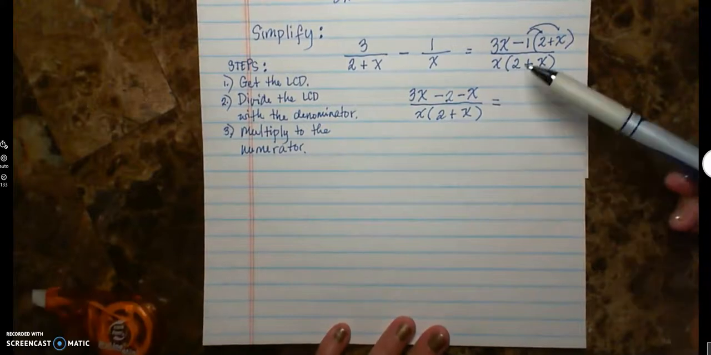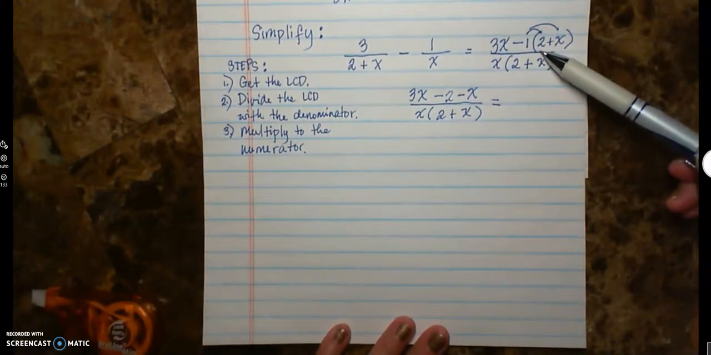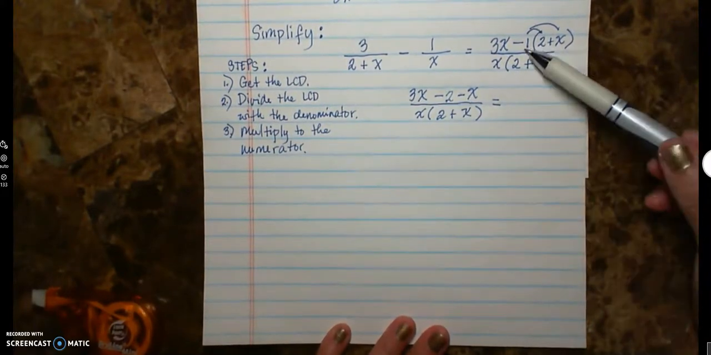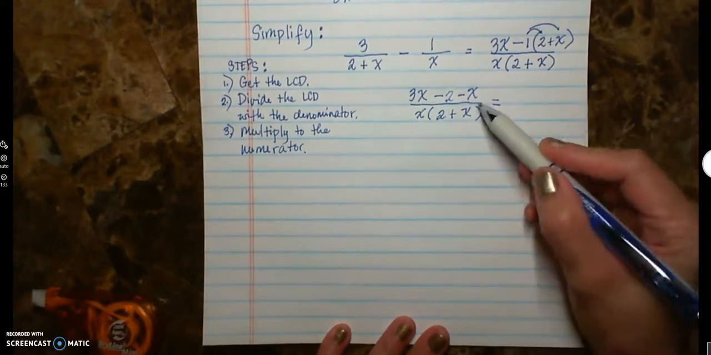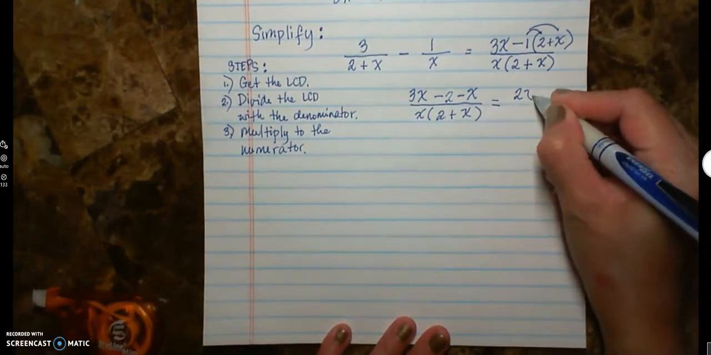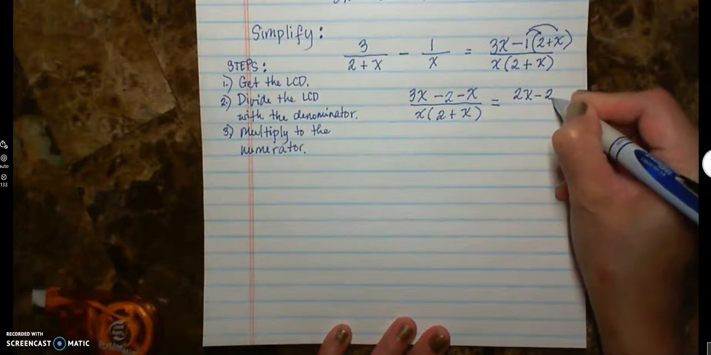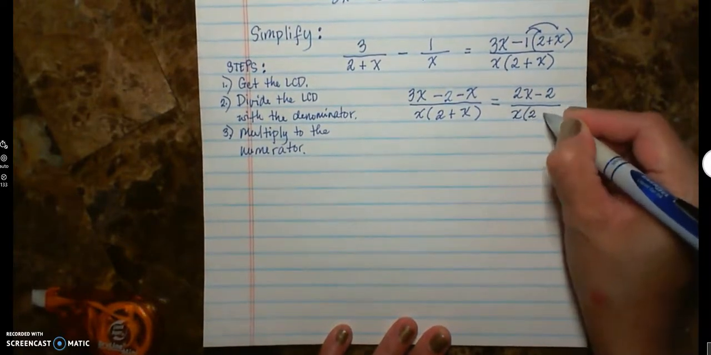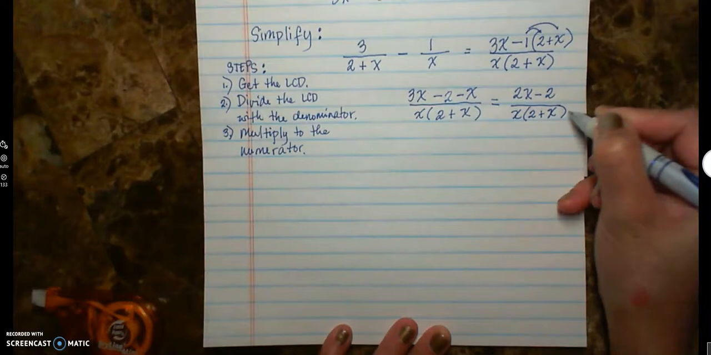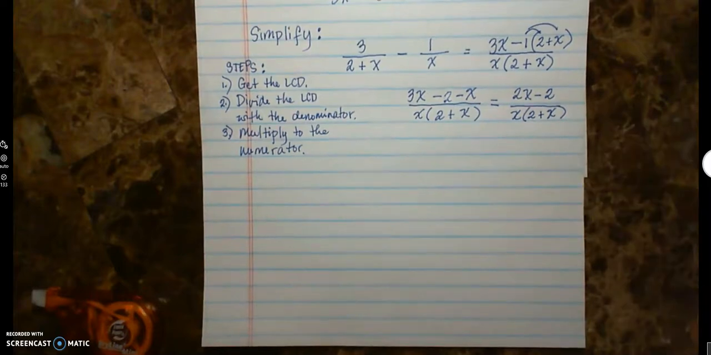All right, so quick correction. That's negative 1 times 2 is negative 2. Negative 1 times x is negative x. And then 3x minus x is 2x. Copy down the minus 2 all over x times 2 plus x. And this right here was the answer we got a while ago, which is letter A.